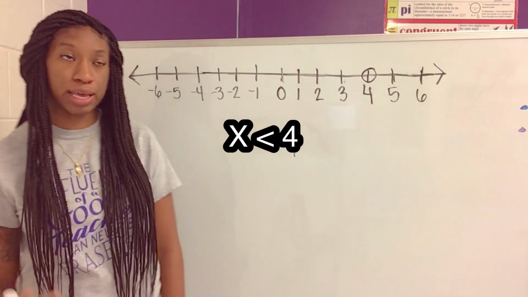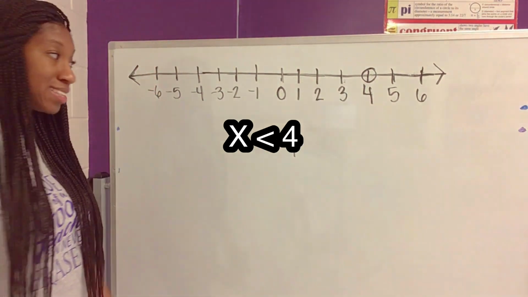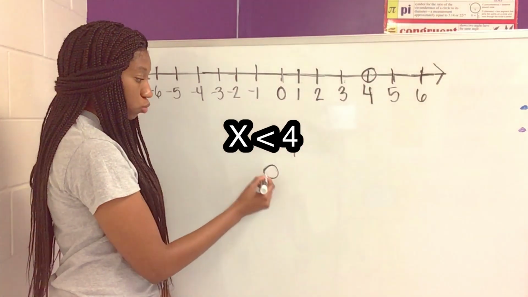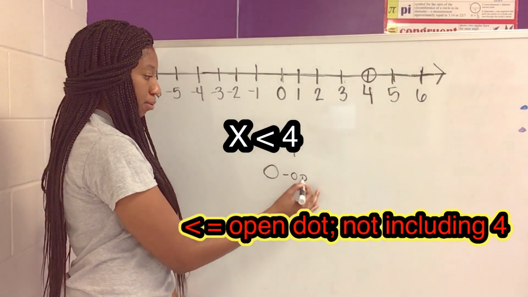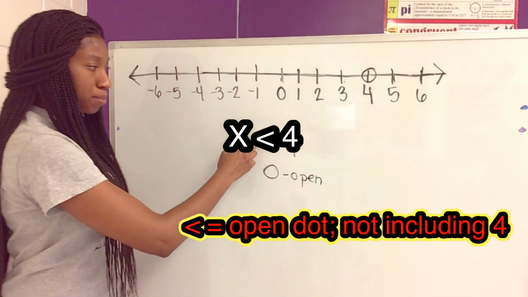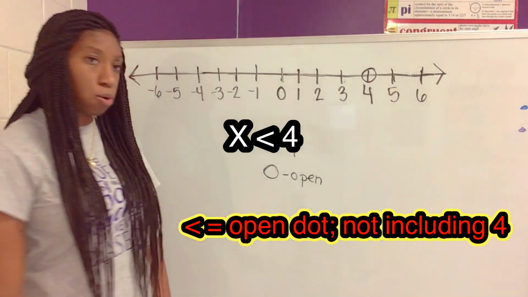Let's read this problem again. x is less than 4. So less than 4, it's not including 4 this time. So we actually can leave this open circle. This will be an open dot problem. We're not including 4 this time because we just want numbers that are less than 4, not less than or equal to 4. All right, so boom, we got an open circle.